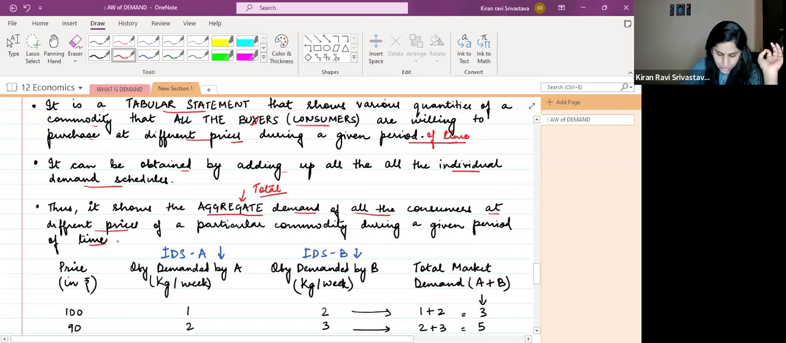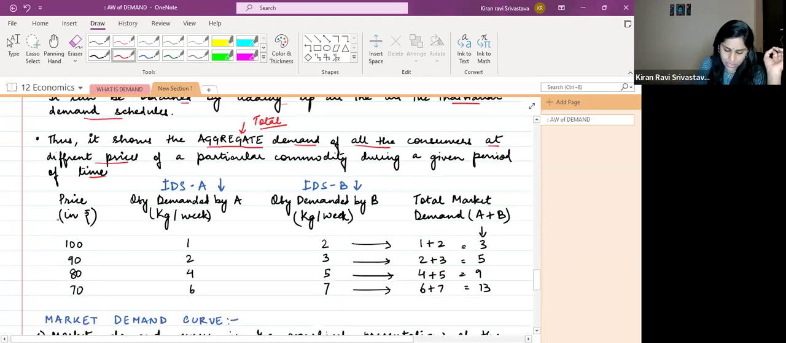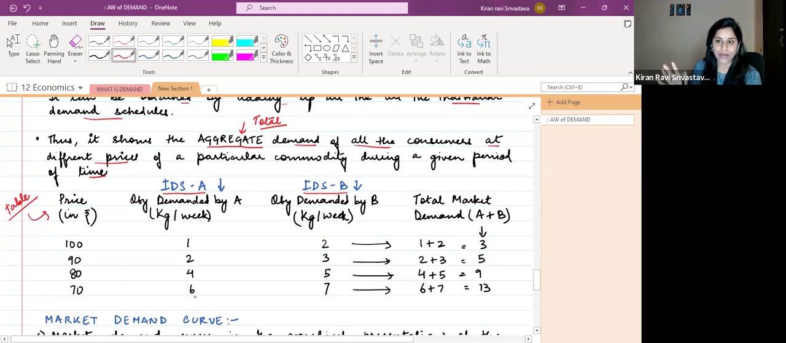So here I can show you an example. This is a market demand table. It's a tabular statement. Here, the individual demand schedule of A and the individual demand schedule of B. IDS is the short form of individual demand schedule. The same example of A you are familiar with: 100, 90, 80, 70 at 1 kg, 2 kg, 4 kg, and 6 kg. Now, since we are talking about the market, let's introduce Mr. B also. At the same prices, B is demanding 2 kgs of apple at 100, 3 kgs at 90, 5 kgs at 80, and 10 kgs at 70.